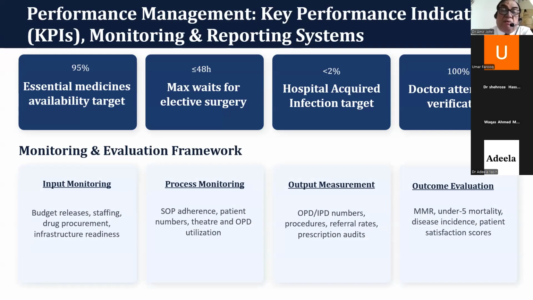So there are ways that we can do best on our key performance indicators. For essential medicine availability, we need to plan ahead how much medicines we need. Then we need to look at the elective surgery timings, how many patients we are getting in, how many doctors and operation theaters we have, and how we can manage. The third one, the hospital acquired infection control target, is very important. It starts from the top management to the lowest tier of the hospital, where it is important that we keep the best practices of infection control and prevention.